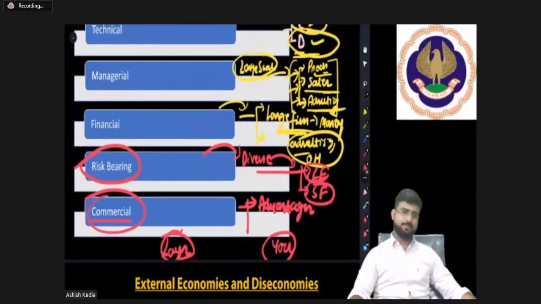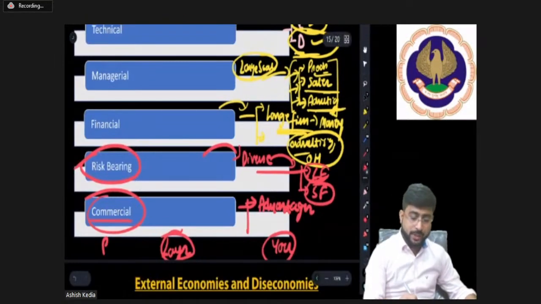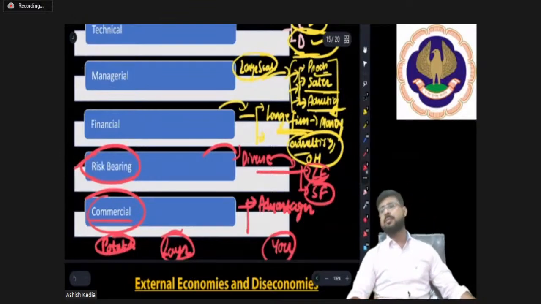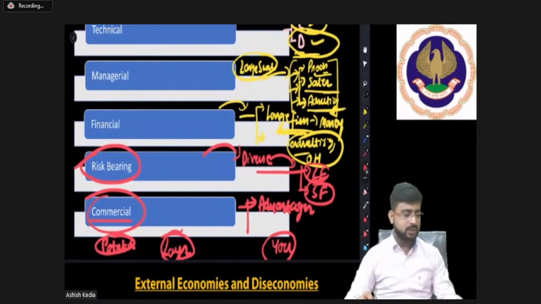Okay, tell me one thing. Who will be able to buy potato at cheaper cost? Who will be able to buy potato at cheaper cost? Because for chips you need potato. Come on everybody, answer this very easy question.